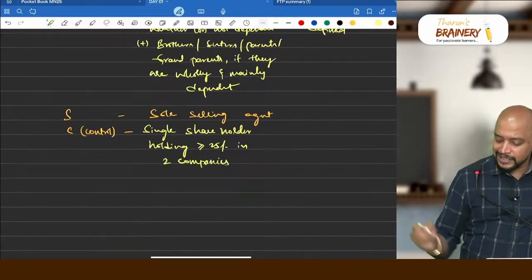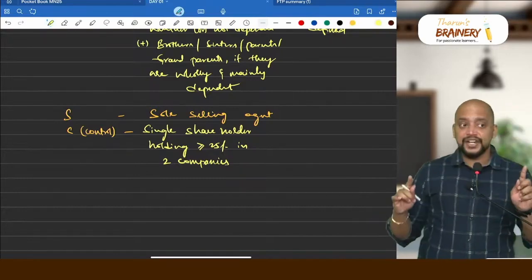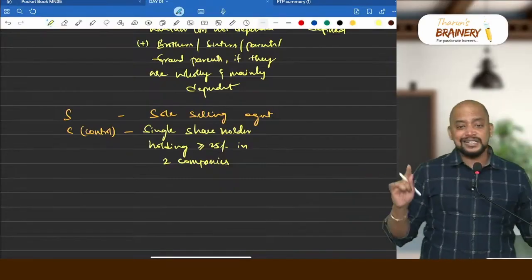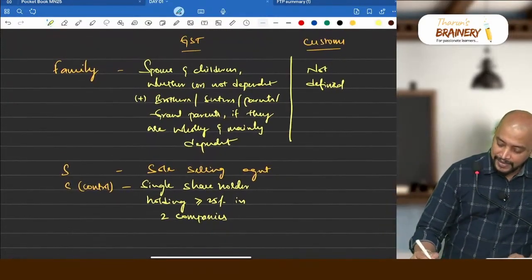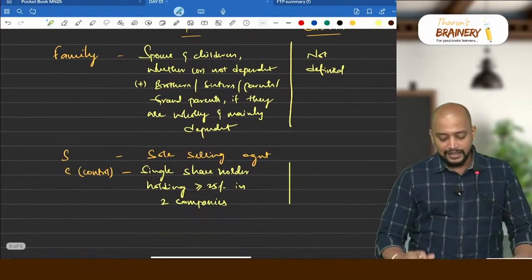There are two companies, and in those two companies there is a single shareholder. That single shareholder is holding 25% or more in both the companies. So now those two companies will be treated as related. Whereas in customs there is a change, that is 5%.